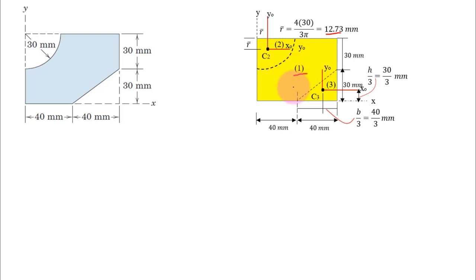Well, what about shape 3? Shape 3 is a right angle triangle. Therefore, the base of this triangle is 40 mm and the height is 30 mm.